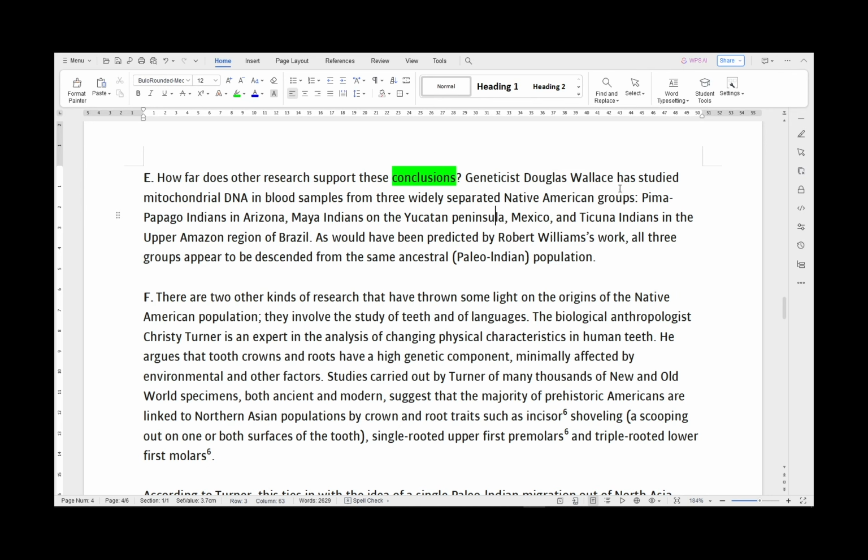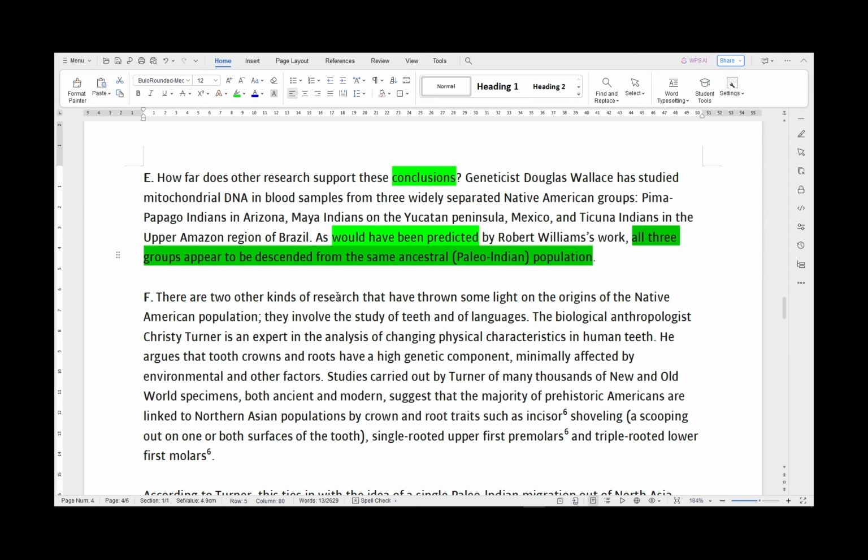Geneticist Douglas Wallace has studied mitochondrial DNA in blood samples from 3 widely separated Native American groups: Pima Papago Indians of Arizona, Maya Indians in the Yucatan Peninsula, Mexico, and Ticuna Indians in the upper Amazon region of Brazil. As would have been predicted by Robert Williams' work, all three groups appear to be descended from the same ancestral Paleo-Indian population.